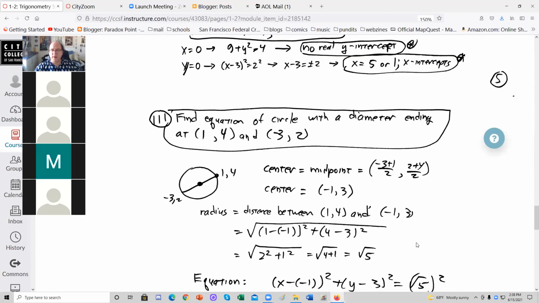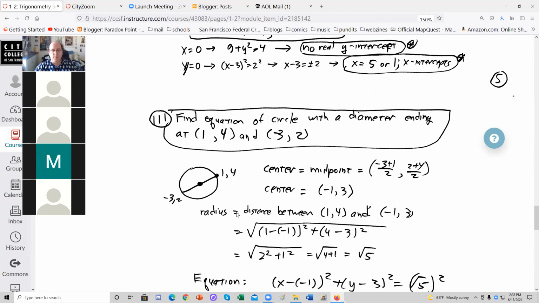Find an equation of the circle with a diameter ending at (1, 4) and (-3, 2). So let's draw a crude diagram. Here's a circle. Here's one point, (-3, 2). Here's (1, 4). First you'll need a center, but that's easy. It's the midpoint of this interval. So (-3 plus 1) over 2 is the x-coordinate, and (2 plus 4) over 2 is the y-coordinate. It comes out to (-1, 3). Good, so we have the center.